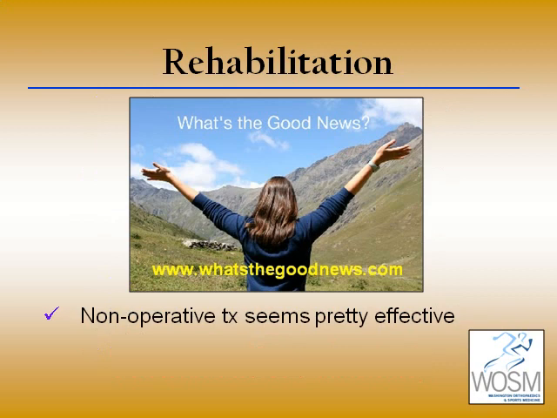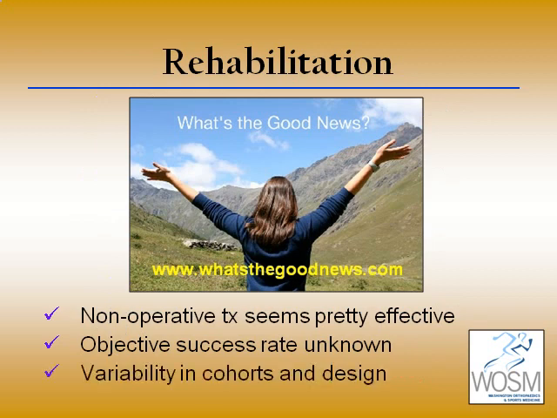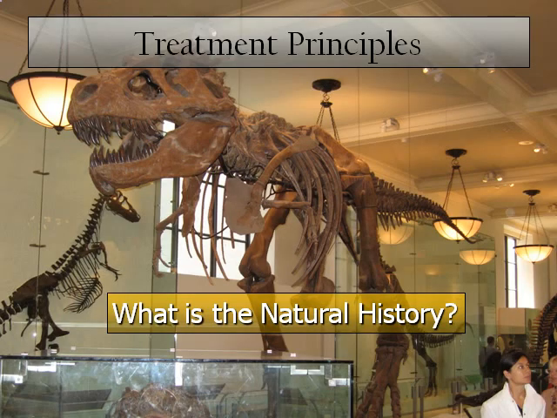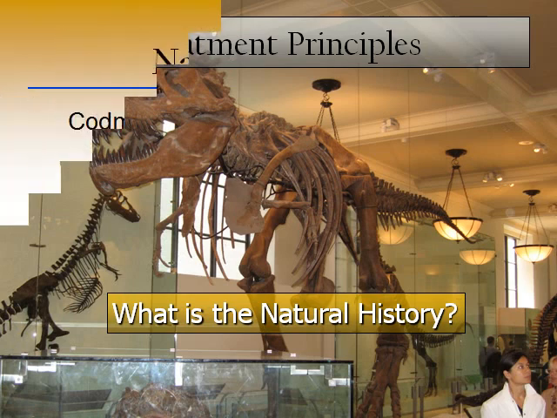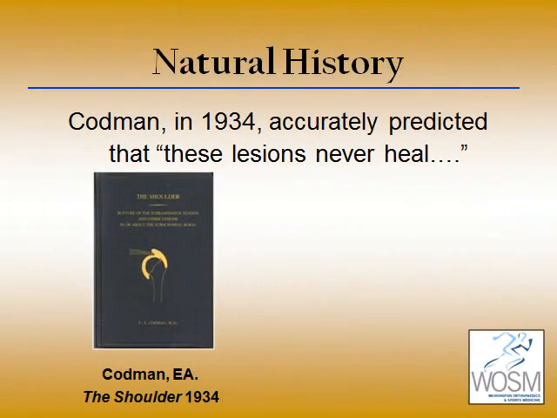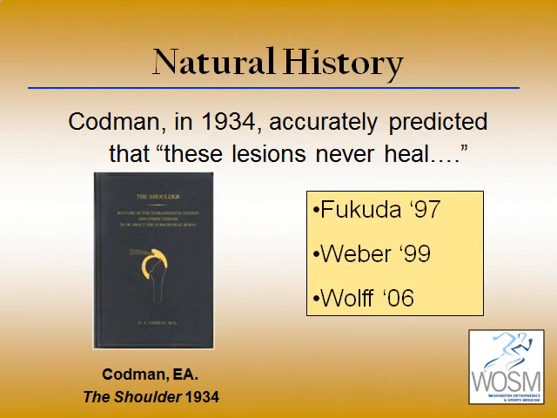Well, it seems that non-operative treatment is effective for most patients, but we don't know the objective success rate. That's because of variability in the cohorts that we analyze and the design of the studies. So what are our treatment principles? Well, to know that, we have to understand the natural history. Codman in 1934 accurately predicted that these lesions never heal. This has been corroborated by a number of subsequent studies.